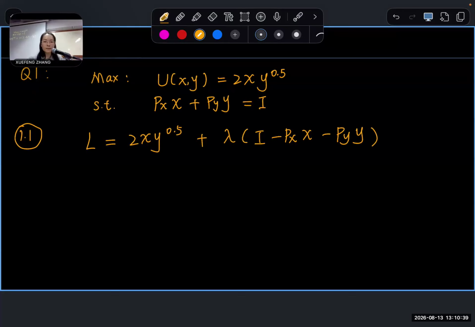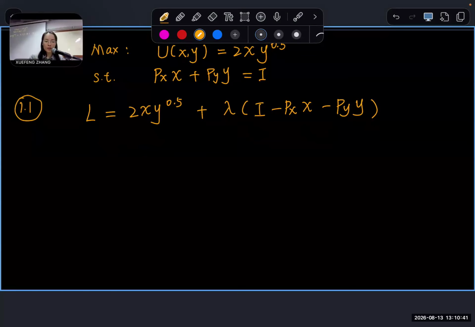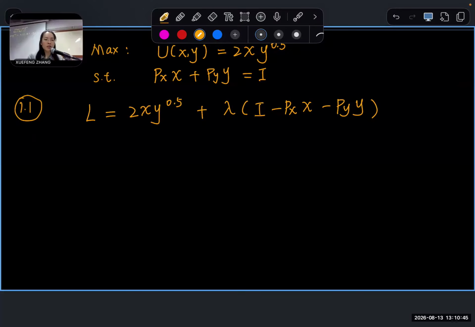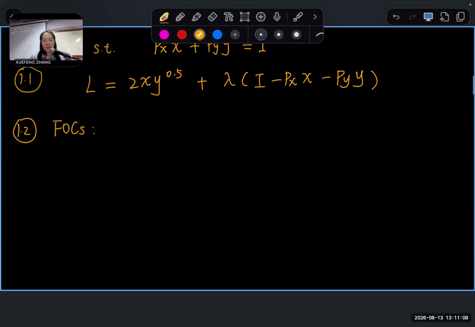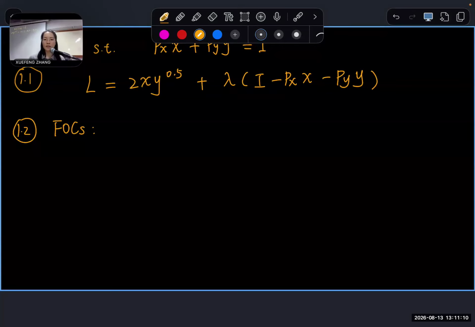Next one, 1.2, using the Lagrangian, derive the demand equations for goods X and Y. Okay, so 1.2, what should you do? First order condition. Right, first order condition. You need to take derivative 3 times.